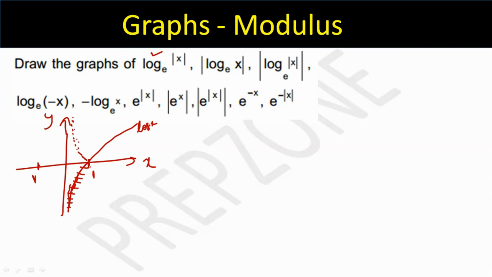Is this clear to everyone? The idea is, whatever is the negative part, you just take its mirror image about the x-axis. Why? Because it has to be above the x-axis, because it is modulus. So this has to be always positive. Then mod of log of mod x. Okay. So how do we do this?